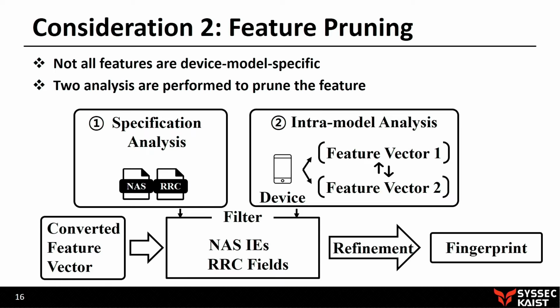And the second consideration is to prune the features that should not be used for fingerprinting. This is because some features are not device model specific, which means that they do not represent device models, and thus they should not be used for fingerprints. The goal of the pruning is to generate a filter, as you can see in the bottom, through two types of analysis, which consist of the features that are not device model specific. Due to the time constraints, I'll only introduce specification analysis in this presentation.